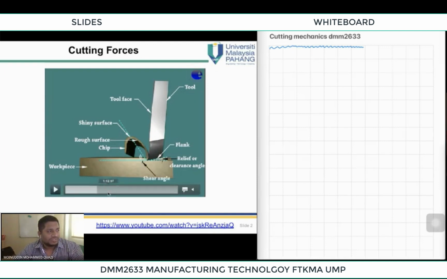Here also, once again, you can visualize this is the relief angle and this is the shear angle between the chip and the workpiece. And the angle between the tool face and the perpendicular to the workpiece is alpha, that we will discuss later on.